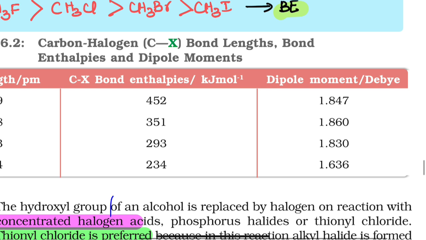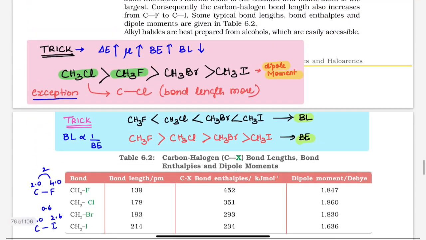Check the values: 1.84, 1.86, 1.83, 1.63. Here chlorine is more when compared to fluorine. So that is the exception. The dipole moment I have written here: for chlorine it is more, fluorine second, then bromine and iodine. Since there is an exception, I have highlighted it here so that it is easily visible to you. So what is the exception here?